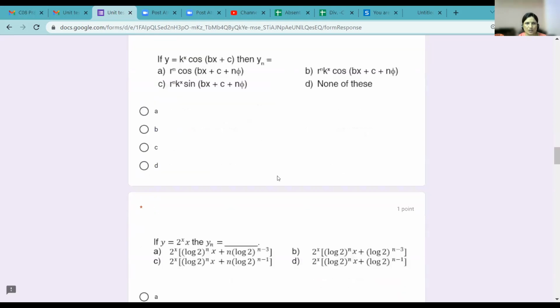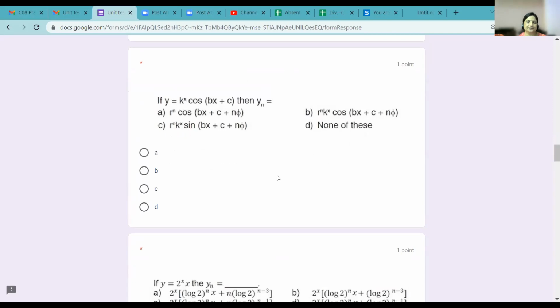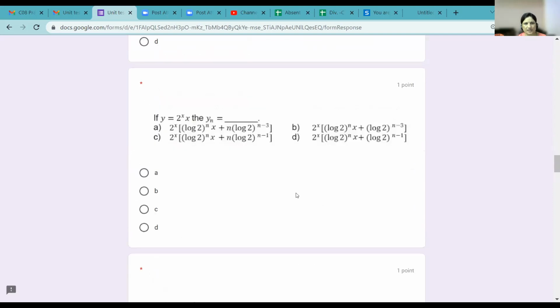Then k raised to x into cos of bx plus c. या ठिकाणी कॉन्स्टंट k घेतलेला आहे तुमचा. r raised to n into k raised to x cos of bx plus c plus n phi. Option B.